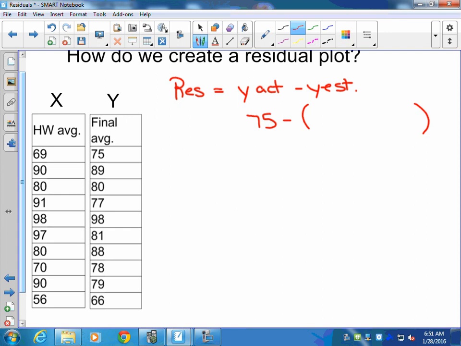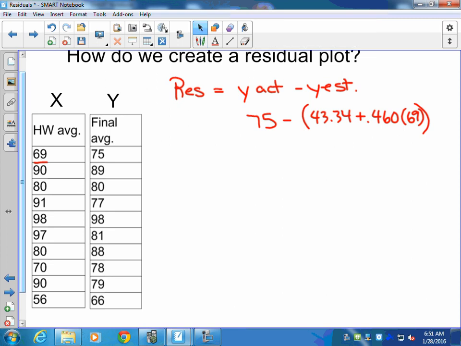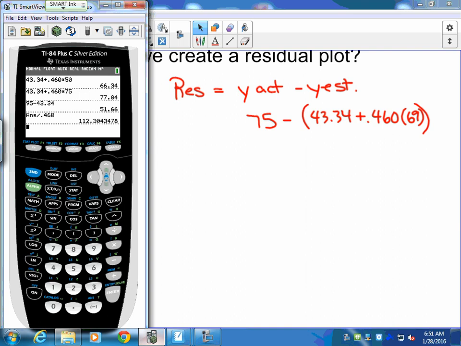My least squares regression line was 43.34 plus 0.460x. To do this estimation, I'm going to use that first x value that pairs with it, 69. We're going to find that single estimated value, and I'm just showing you how to do one. Then we're going to let the calculator do the rest of the work for us.